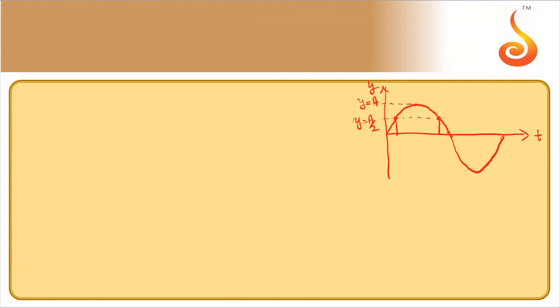Right? So we have y equal to a sin omega t. So put y equal to a by 2: a by 2 is equal to a sin omega t.